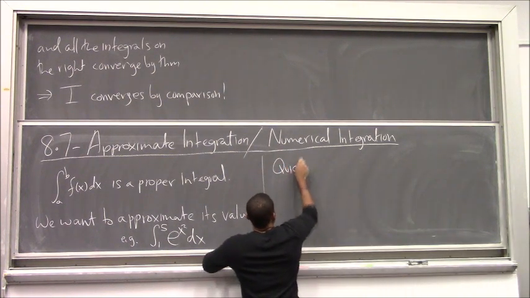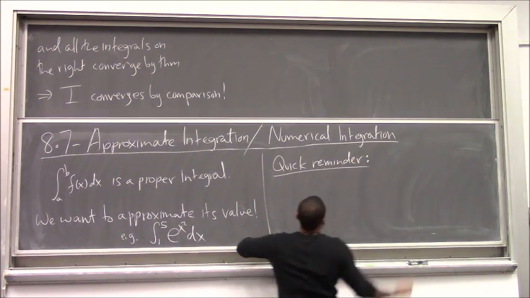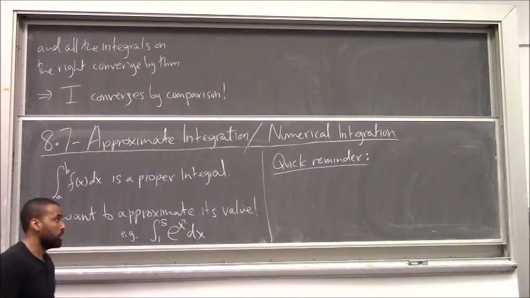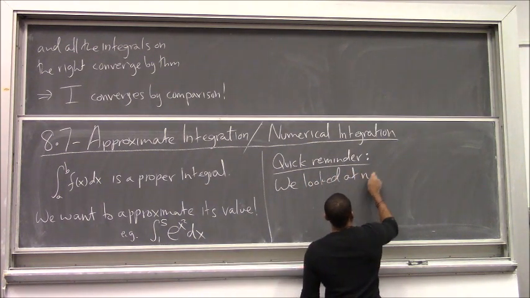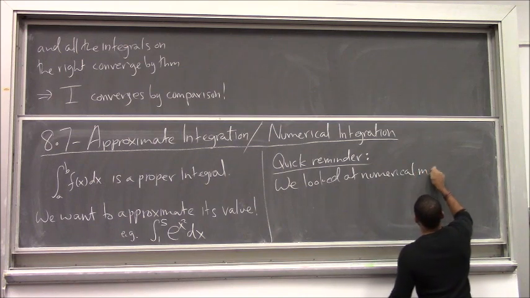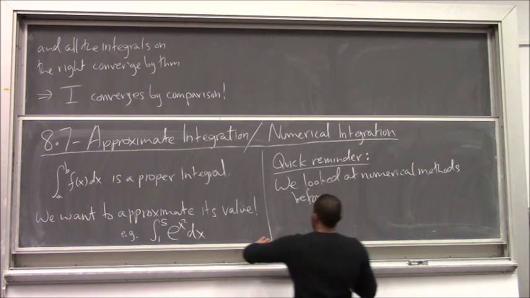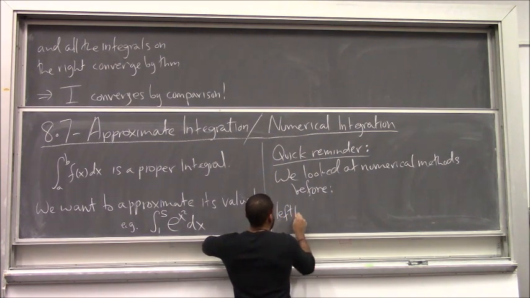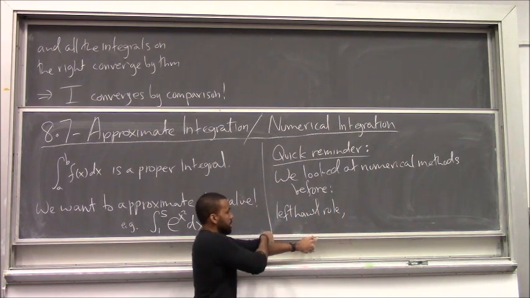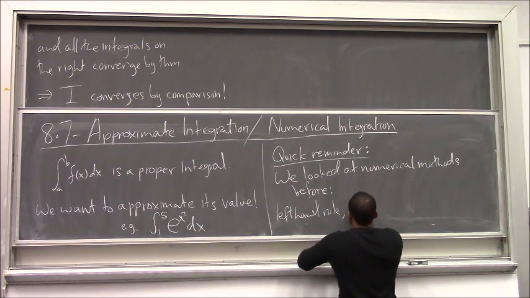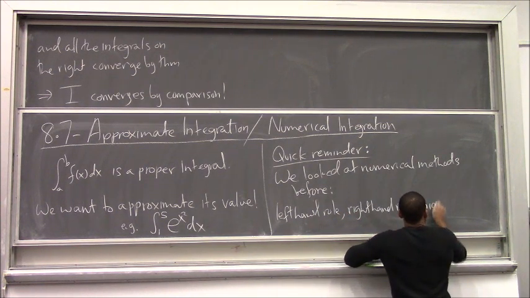Quick reminder. Not going into this in any detail whatsoever, but just to jog your memory, we looked at numerical methods before. Namely, back in Calc 1, you saw what's called the left-hand rule. Not a very great name because there's actually a law in physics and in Calc 3 called the left-hand rule, but that's completely different, but whatever. You have the right-hand rule, and you have the midpoint rule.